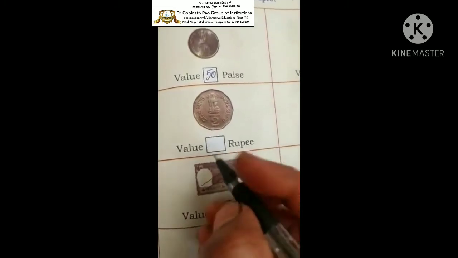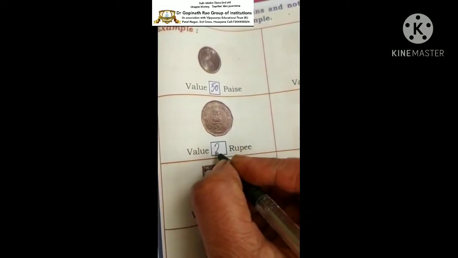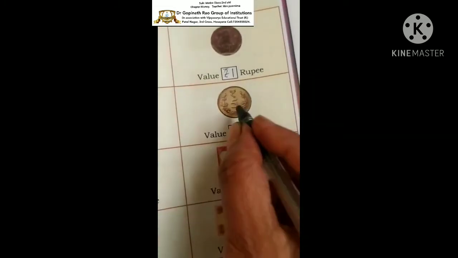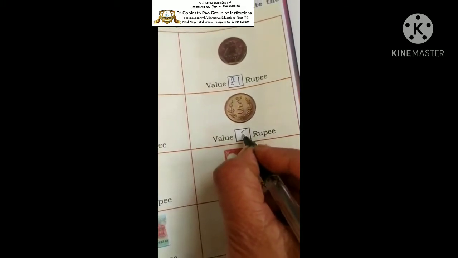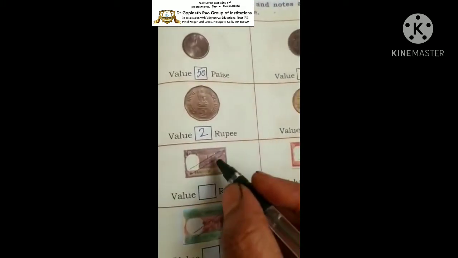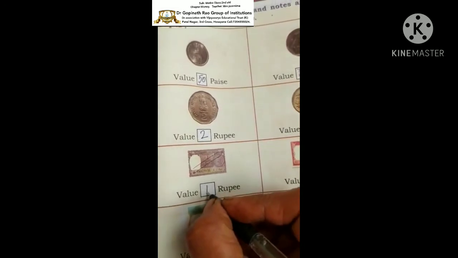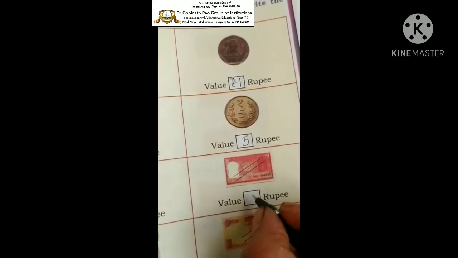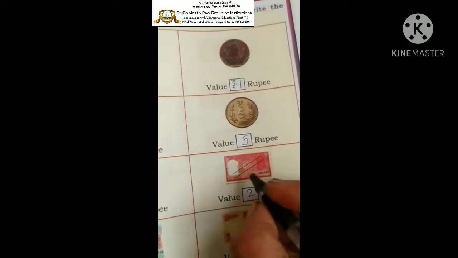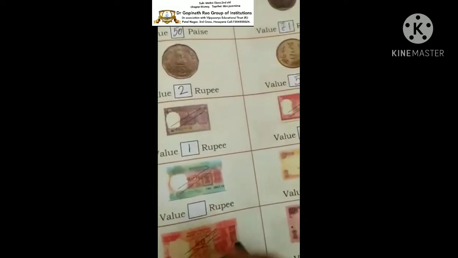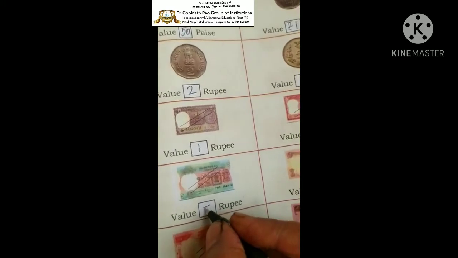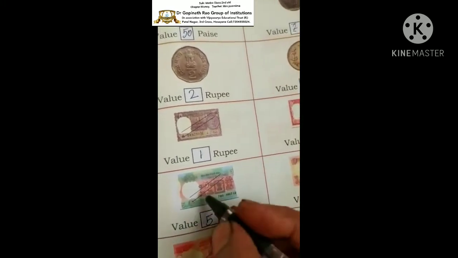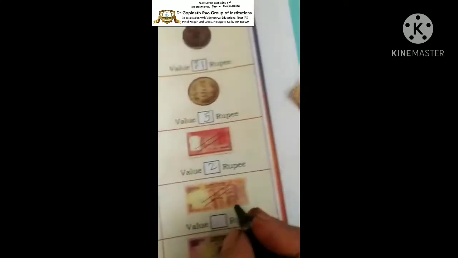Next, see, 2. Just you can even write like this, 2. What is this? 5. See here, what is this? 1. Nowadays we don't have these notes. 2 rupees we don't have nowadays. So just write what is written here, the value. 5 rupee. We don't find 5 rupees notes nowadays also.